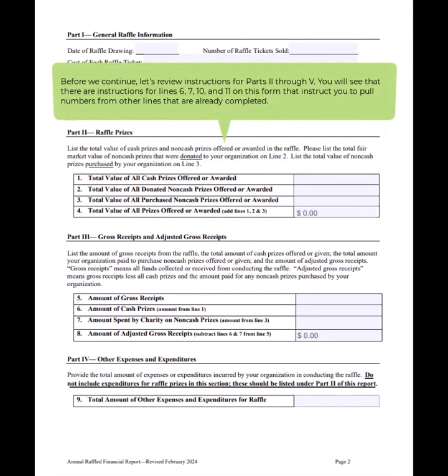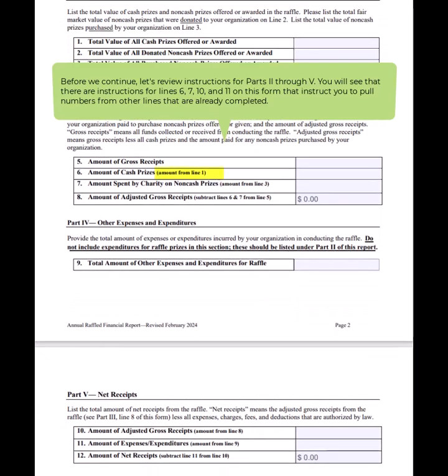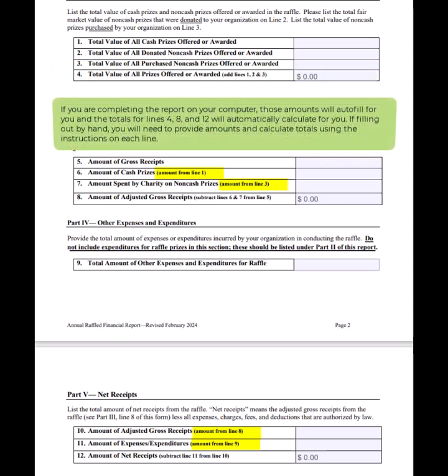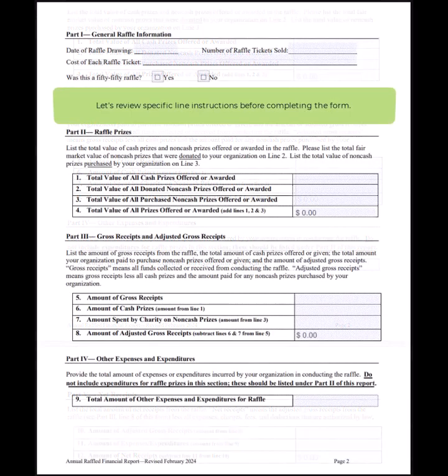Before we continue, let's review instructions for parts 2 through 5. You will see that there are instructions for lines 6, 7, 10, and 11 on this form that instruct you to pull numbers from other lines that are already completed. If you are completing the report on your computer, those amounts will autofill for you and the totals for lines 4, 8, and 12 will automatically calculate for you. If filling out by hand, you will need to provide amounts and calculate totals using the instructions on each line. Let's review specific line instructions before completing the form.